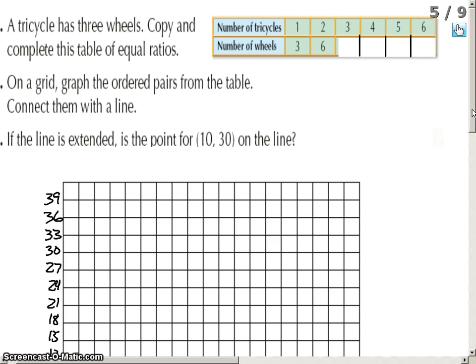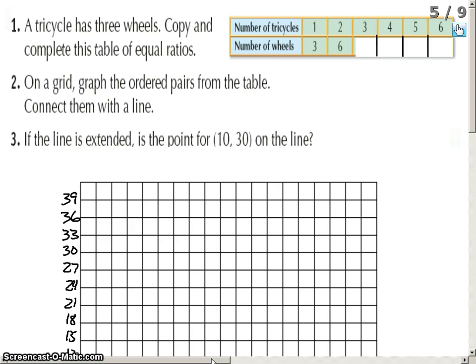Okay, so a tricycle has 3 wheels. Copy and complete this table of equal ratios. I have it already for you. It says on a grid, graph the ordered pairs from the table, connect them with a line. If the line is extended, is the point for 10 and 30 on the line? So we'll figure out the answers to these problems here.